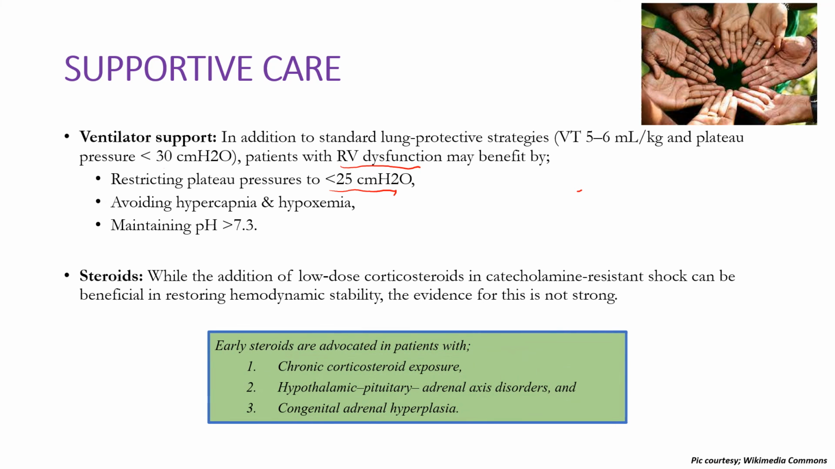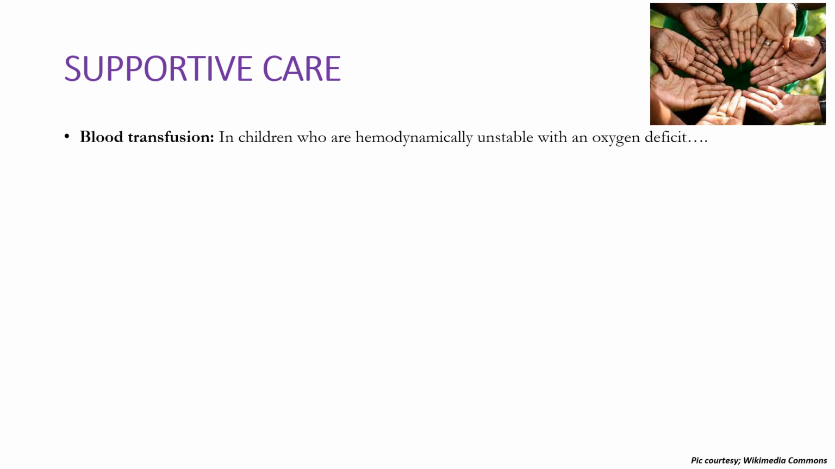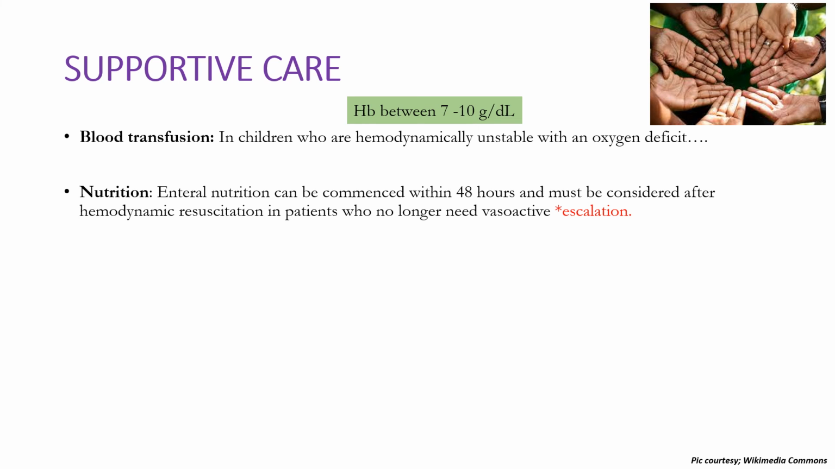Early steroids, however, are definitely advocated in patients with chronic corticosteroid exposure, for example, patients of nephrotic syndrome landing into septic shock. Here you must definitely consider giving steroids. Also in hypothalamic pituitary adrenal axis disorders and congenital adrenal hyperplasia. In children who are hemodynamically unstable with an oxygen deficit, a hemoglobin level between 7 to 10 grams per deciliter can be considered along with other measures to optimize oxygen delivery.